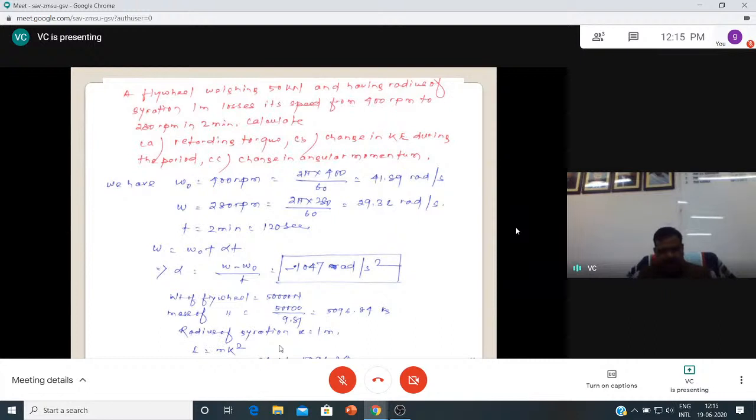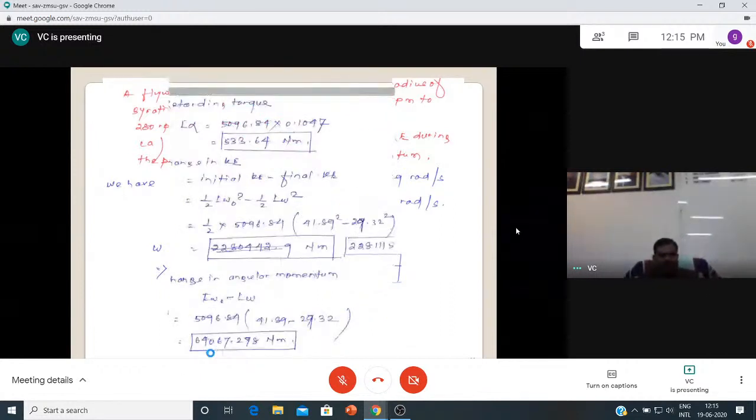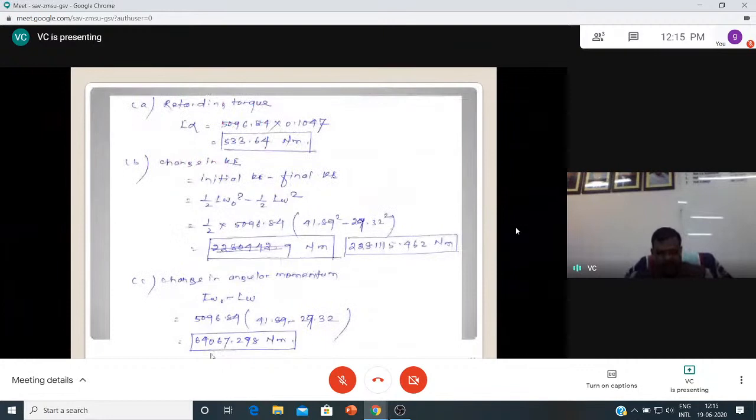The mass moment of inertia is I equals m k square, where k is the radius of gyration. The radius of gyration is given as 1 meter, and 1 square is 1. This is the mass moment of inertia. Now torque is I alpha. I is determined, alpha is determined.